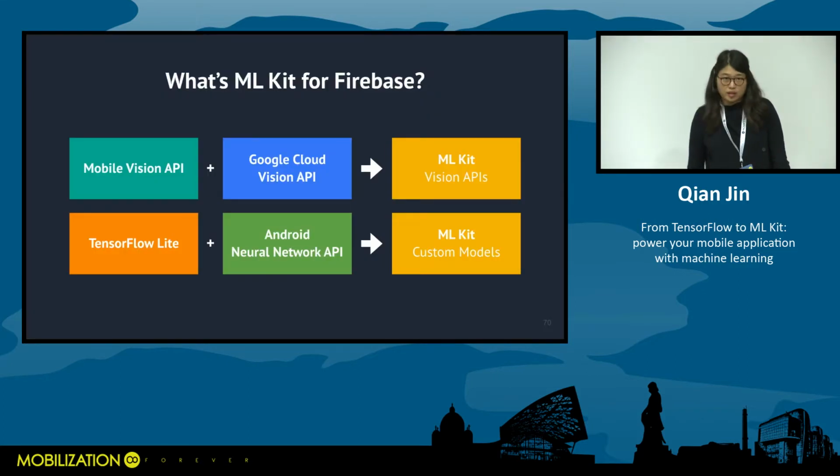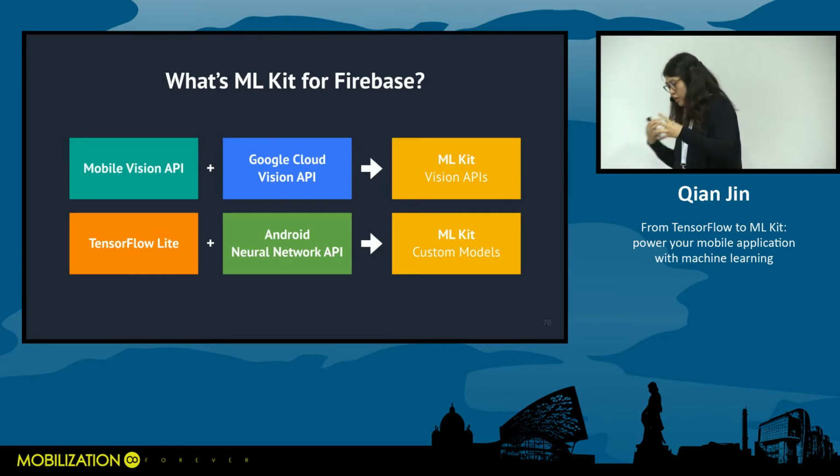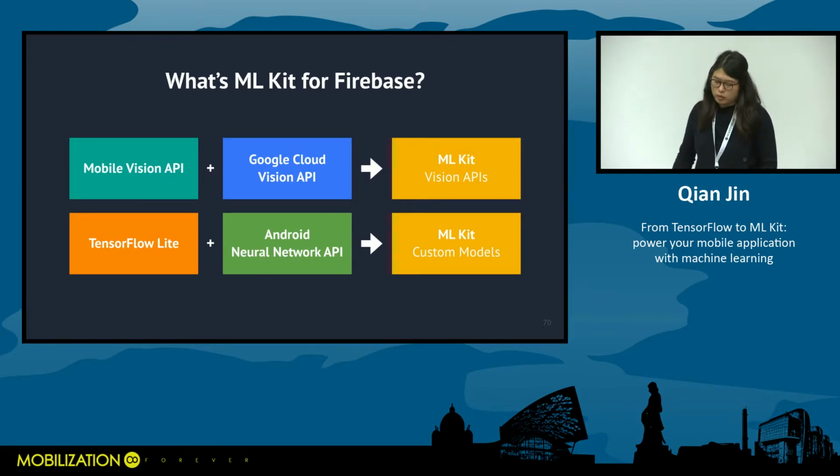What Google did was deprecate the Mobile Vision API. They always do that. Then they took the product from the Google Cloud Vision API, and it becomes the Vision API inside MLKit. Then for the custom model part, they took TensorFlow Lite as a backend of MLKit. And they also use the Android Neural Networks API.